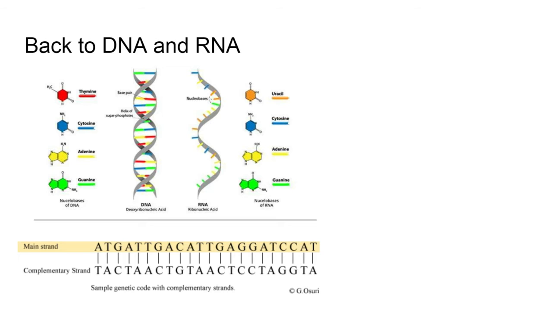In RNA, uracil will be substituted for thymine, so adenine will be pairing with uracil instead of thymine, and it is a single strand. That's it.